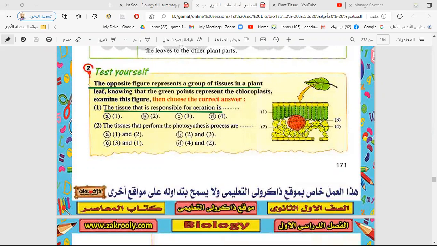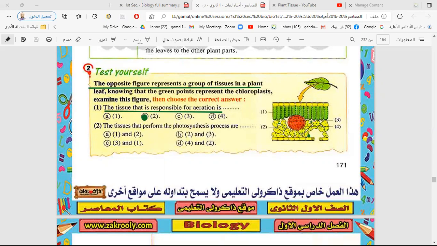Aeration. Large spaces where? In 1 or 2? In 2, okay? In the spongy tissue here, there are large air spaces. Can you see the air spaces here, here, and so on?